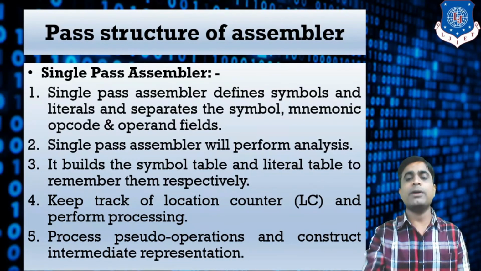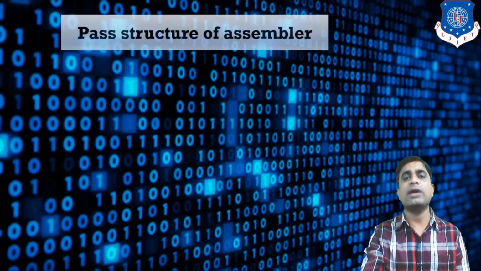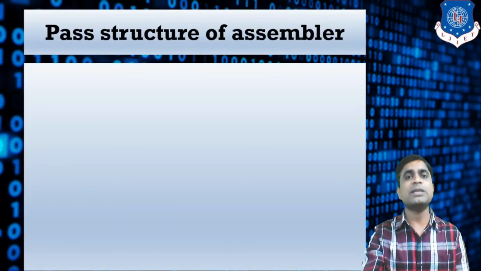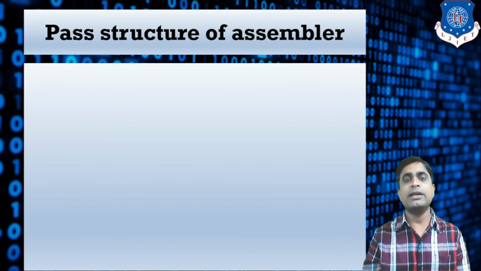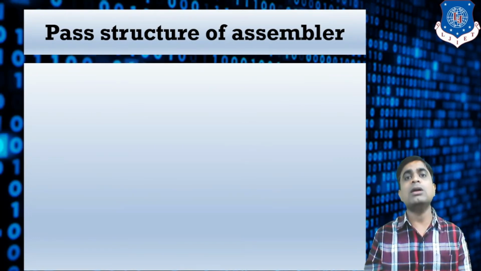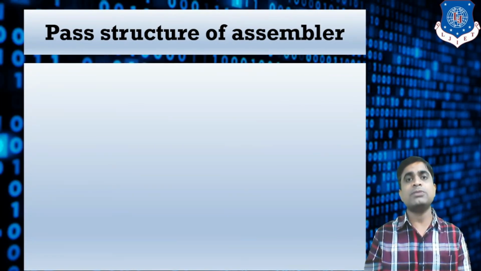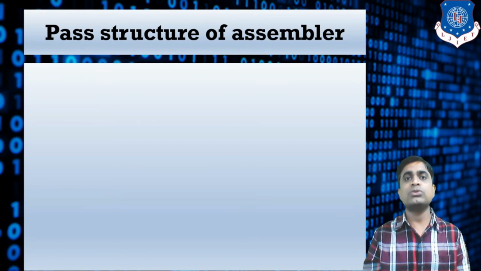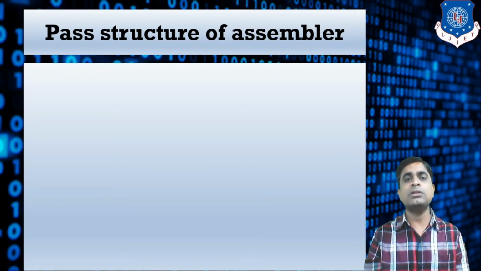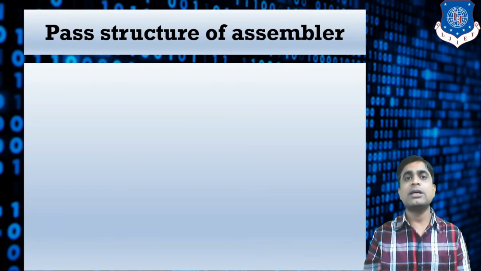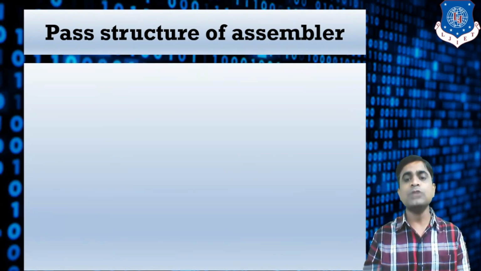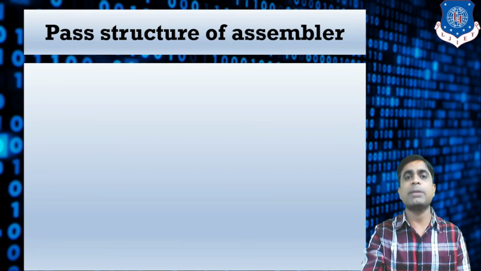Now, what will happen if the second pass is required? The second pass is required if some program contains forward references, for example if the assembly program calls another program. At that time, forward references are there. The forward references cannot be resolved in the single pass. For that we require a second pass.